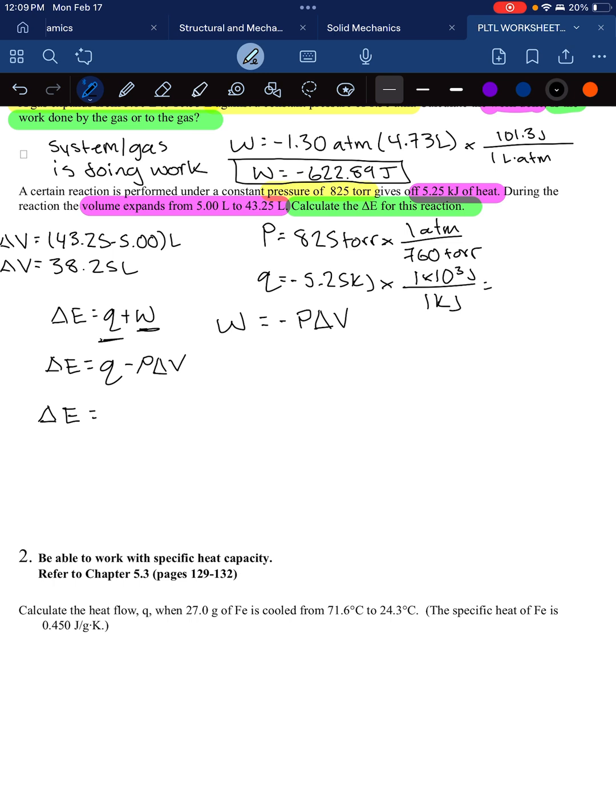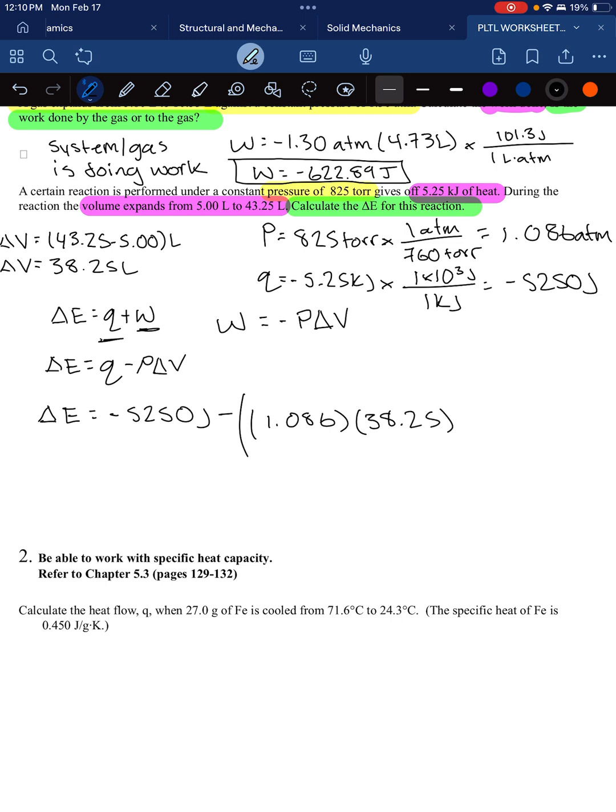All right, so let me go ahead and do that real quick. Negative 5.25. Well, actually, you can do that in your head. But it'll be negative 5,250 joules, minus, and let me put some parentheses, P, which we said was, oh, we actually have to calculate that. 825 divided by 760, that's 1.086 atm. 1.086 times delta V, 38.25 liters.